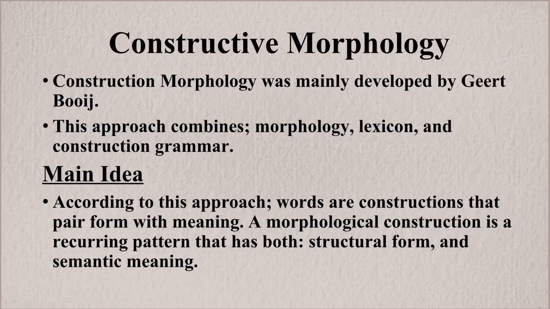Next is construction morphology. It was developed by Geert Booij as a modern framework for understanding how words are formed and structured in language. This approach integrates three important components: morphological structure, the mental dictionary, lexicon, and construction grammar, which studies patterned form-meaning pairings. The main view of this approach is that words are treated as constructions where form and meaning always come together. A morphological construction is a repeated and recognizable pattern that carries both structural shape and semantic interpretation.